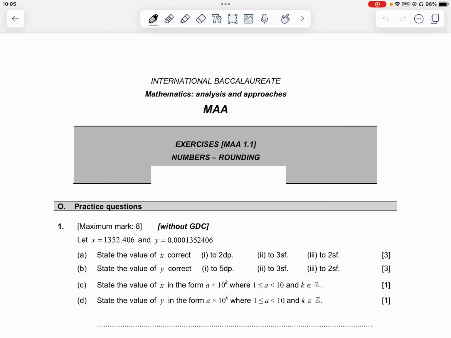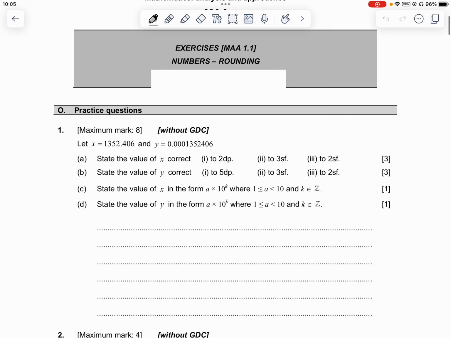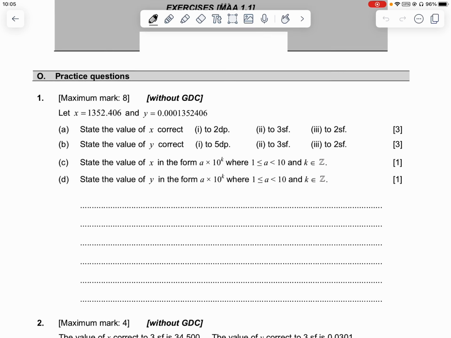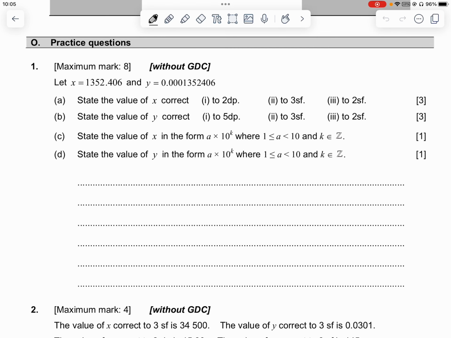So welcome. This is a video based upon rounding. So rounding to two significant figures, decimal places, and so on, all the concepts regarding that. So we start from very basic questions and we go to the higher level.